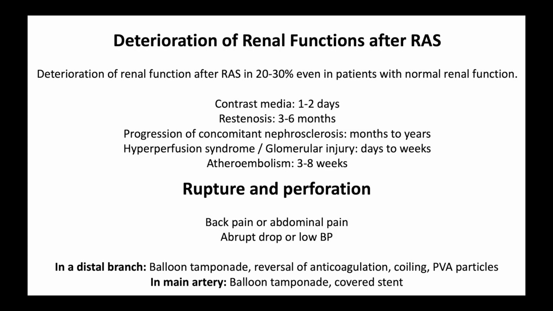The worst complications could be rupture and perforation of the renal artery. That could present as back pain or abdominal pain or sudden hypotension, so we need to keep an eye on that. If it's a distal branch perforation, you can use balloon tamponade, reversal of anticoagulation, or coiling or PVA particles. In the main branch, if there's a perforation, you can use balloon tamponade or a covered stent.